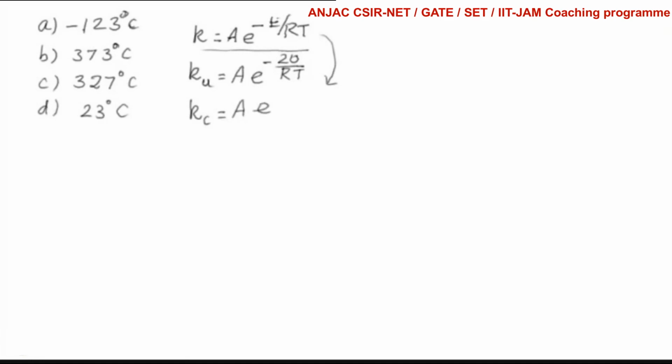For a catalyzed reaction, the energy of activation is given to be 10 by R into... Sir, why can't you put the value of R? Because it is going to be cancelled. Therefore, I have not given the value. Temperature: what is the temperature? 27 degrees, so in Kelvin, 300. This is the data given for the catalytic reaction.